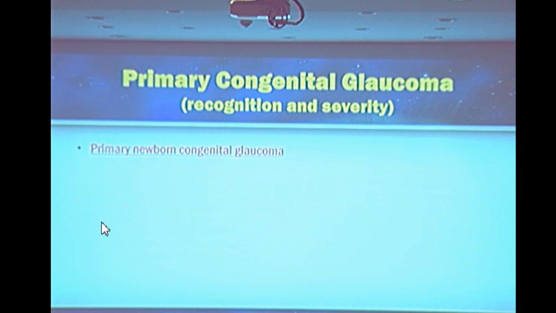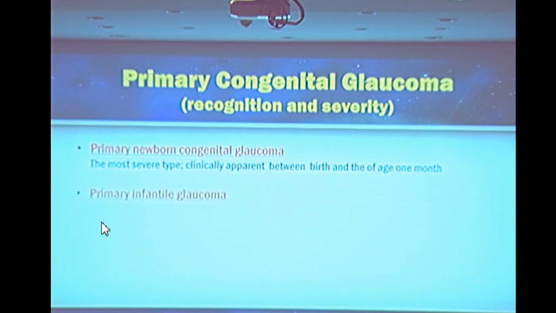Then again, we classify primary congenital glaucoma into three categories. Why do we do this? This is important for counseling the patient or parents, as well as regarding the prognosis. First, primary newborn or neonatal congenital glaucoma. It is the most severe type. Unfortunately, most of our cases here in Saudi Arabia are within this type of disease. It clinically presents between birth and 1 month of age, and unfortunately carries the worst prognosis.